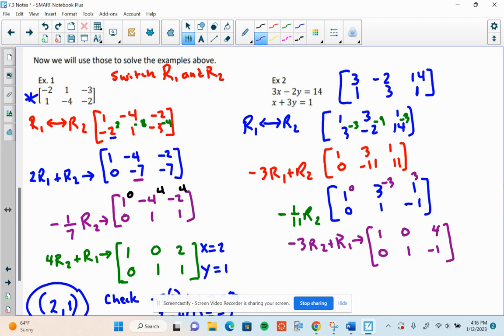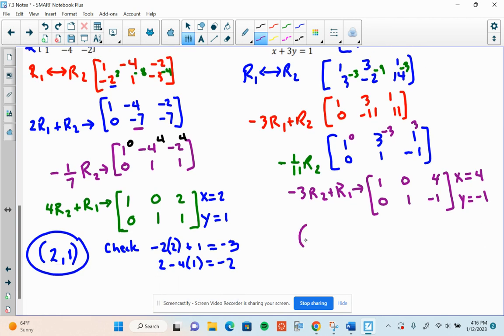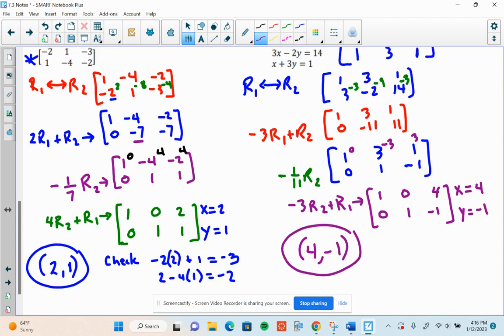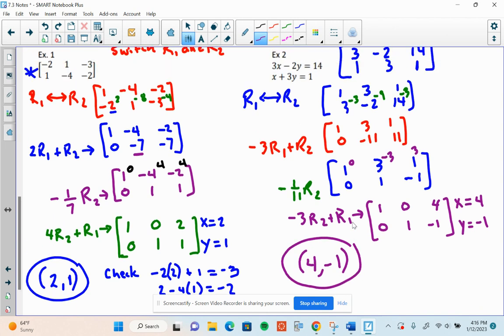So we now have this augmented matrix reduced to where we can see the solutions. X equals 4: 1x plus 0y equals 4. And the bottom one, no x's, 1y equals negative 1. So our solution is (4, negative 1). And remember, a good strategy is to check your solution. So I'm going to really quick check my solution.